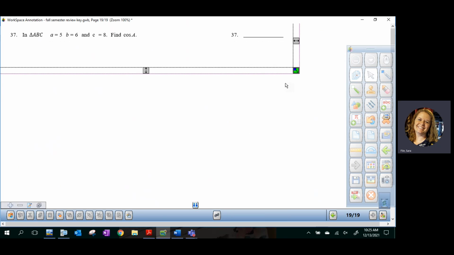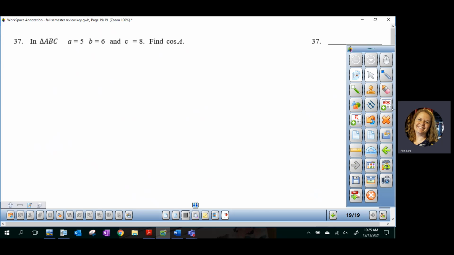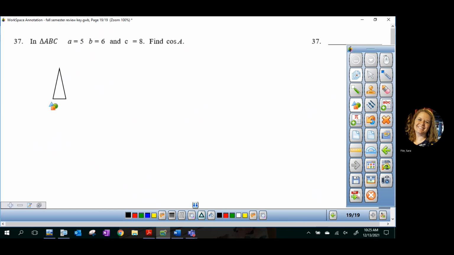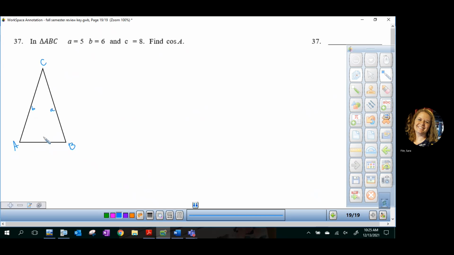All right, this one we are given side, side, side. We're given all three sides of a triangle. Okay, so side A is 5, side B is 6, and side C is 8. Okay, and we want to know cosine of A.